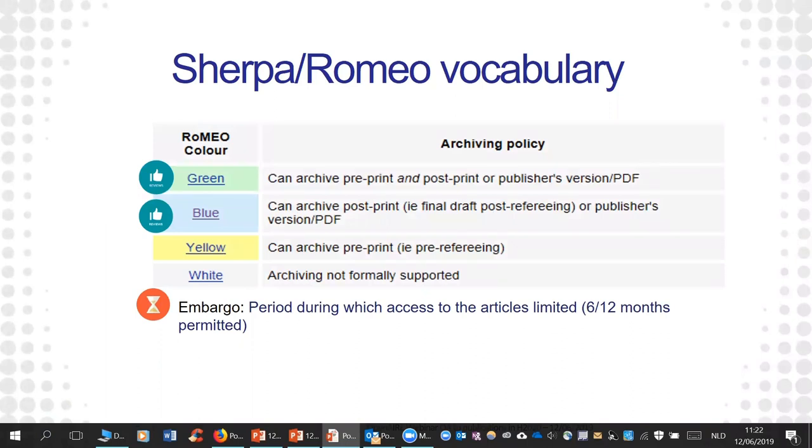Sherpa Romeo is a website that gives an overview of all publisher policies. You can check what you are allowed to put in a repository, and also if some embargoes may apply in case of this publisher. The green and the blue ones are okay, because then you're allowed to archive a peer-reviewed version. This is the version that the European Commission asks you to put in a repository. The yellow and the white are not peer-reviewed, so those are not within the frame of the European Commission's policy. And then the embargo periods, which you can check if they are within the limits that the EC allows or asks for.